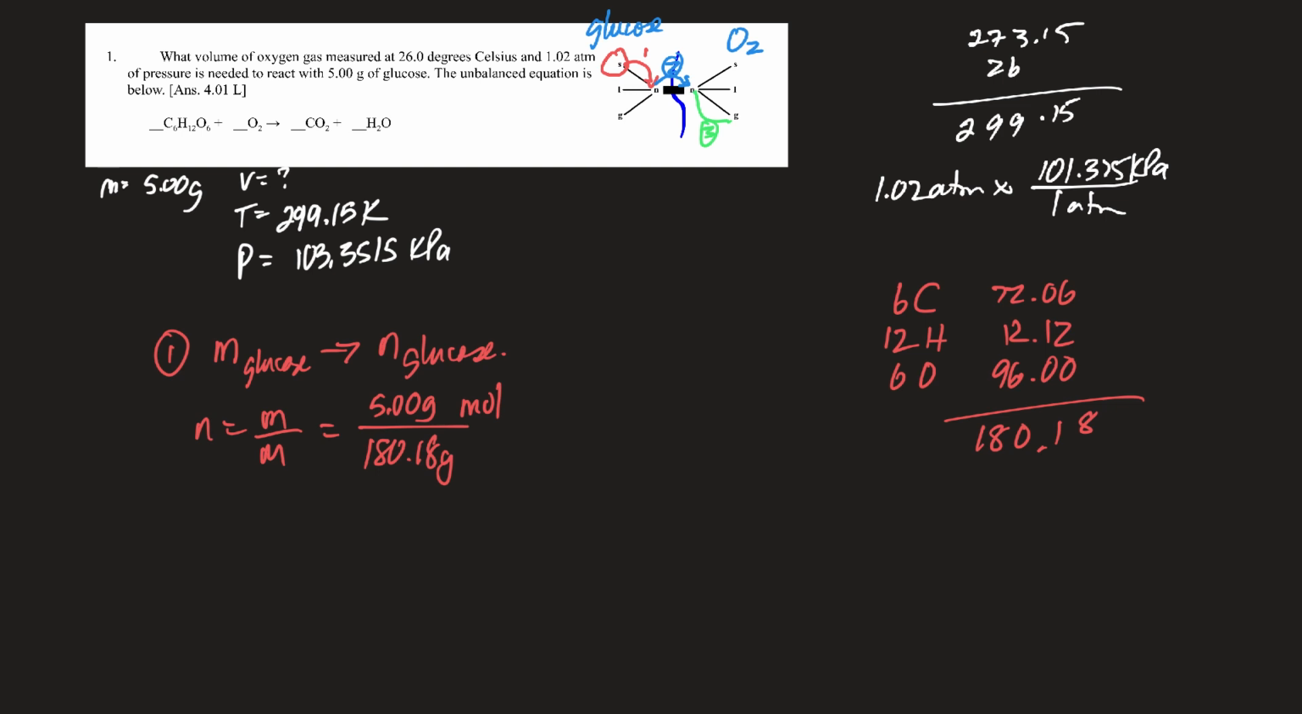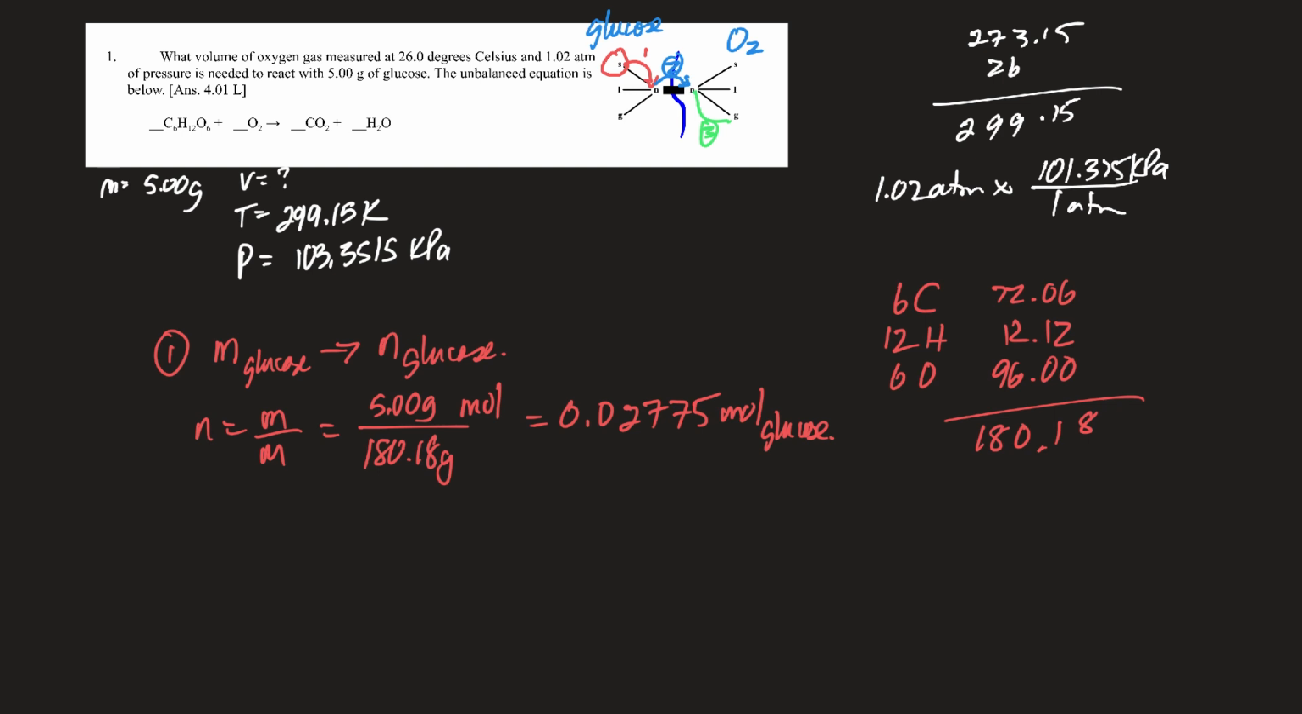So I go 5 divided by 180.18, and that gives me 0.02775 moles of glucose.